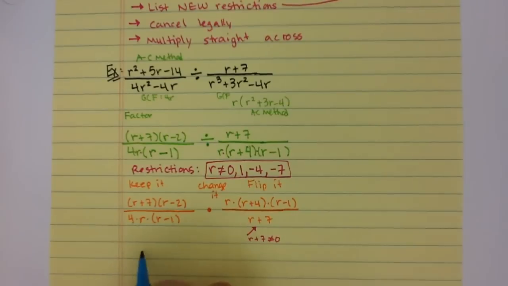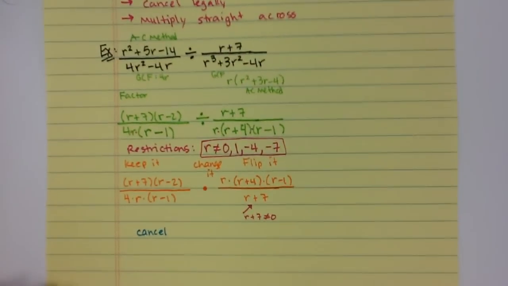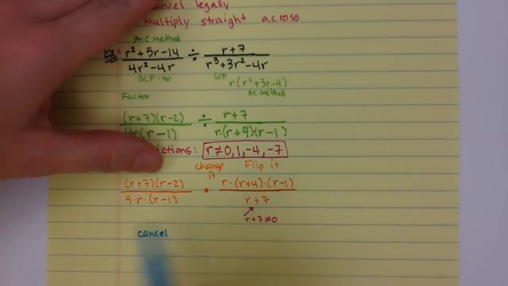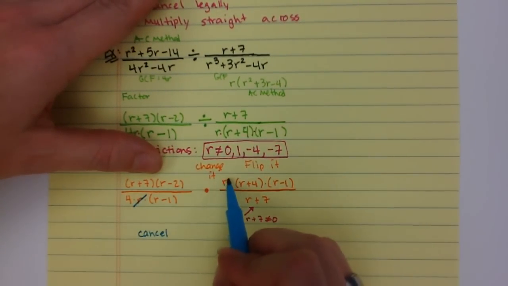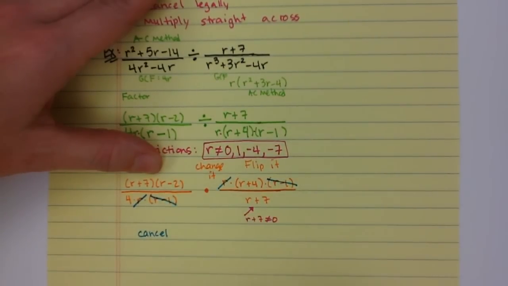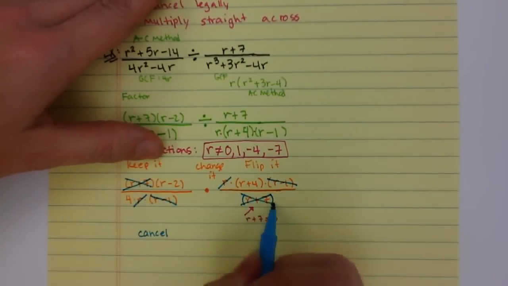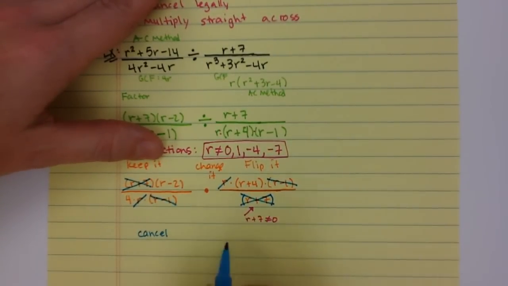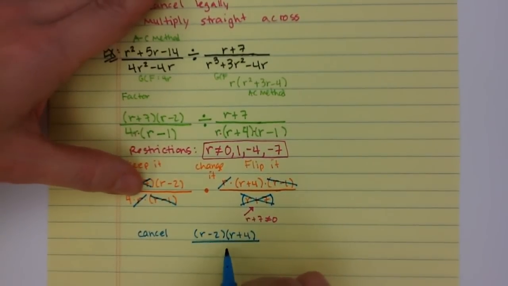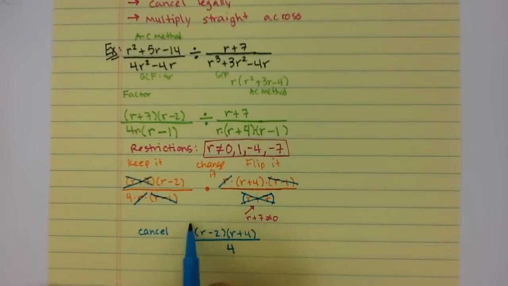Then I can cancel. So remember, I have to cancel something exactly matching the numerator in a denominator. So I can cancel this r here with this r here, and r minus 1 with r minus 1. And if I put this r plus 7 in parentheses, then I can cancel it with this r plus 7. And then I multiply straight across. So I'm going to have r minus 2 times r plus 4 divided by 4. And that will be my simplified rational expression.